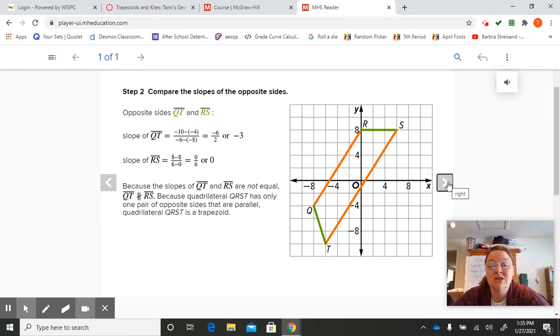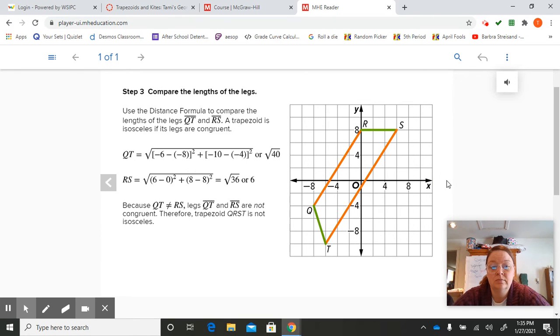Now we want to know, is it an isosceles trapezoid? So in order to figure out if it's an isosceles trapezoid, we have to compare the distances between QT and RS, because those are the legs of our trapezoid. The trapezoid is isosceles if these two lengths are congruent, if the legs are the same length. So we take the distance from Q to T, and we find that it is the square root of 40. And we take the distance from R to S, and we find that it is 6, right? 2, 4, 6, right there, 6.